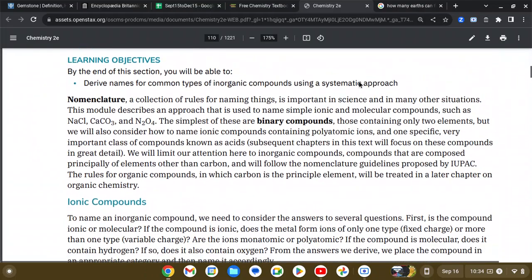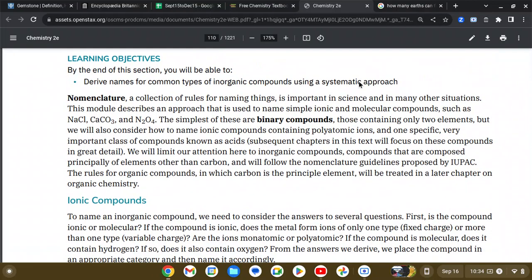2.7. Chemical nomenclature, learning objectives. By the end of this section, you'll be able to derive names for common types of inorganic compounds using a systematic approach. Nomenclature, a collection of rules for naming things, is important in science and many other situations. This module describes an approach that is used to name simple ionic and molecular compounds, such as NaCl, CaCO3, and N2O4. The simplest of these are binary compounds, those containing only two elements.